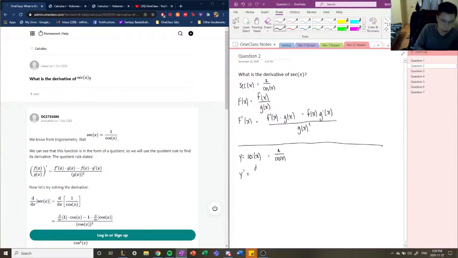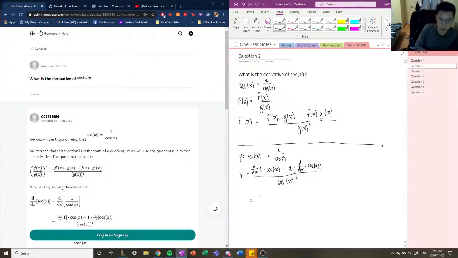So it's going to be d/dx of 1 times cos of x, minus 1 times d/dx of cos of x, all over cos of x squared. Okay, so what is this equal to?